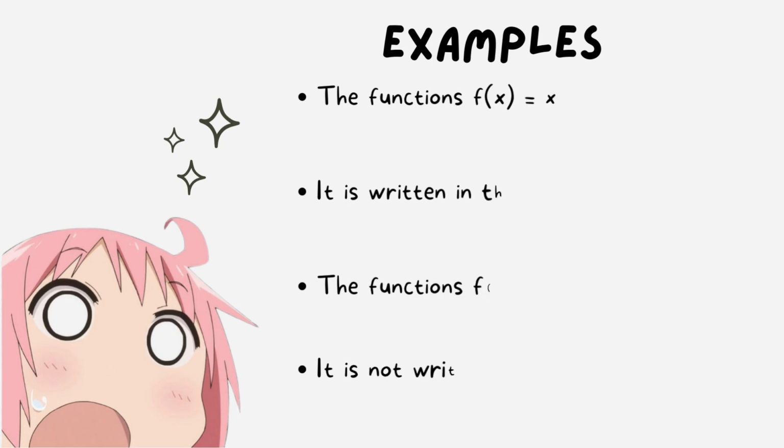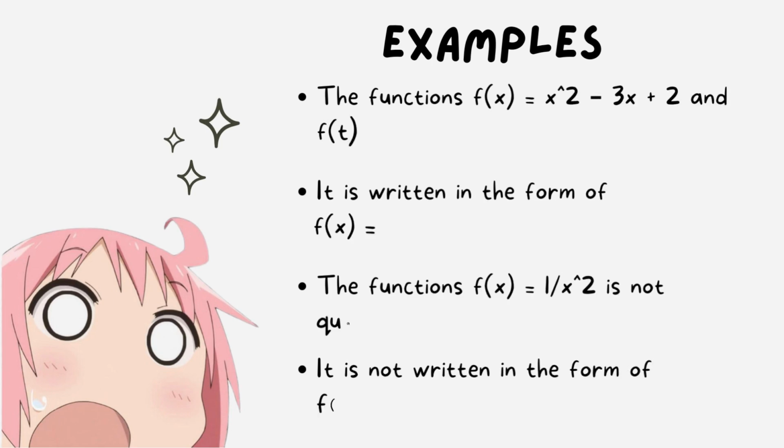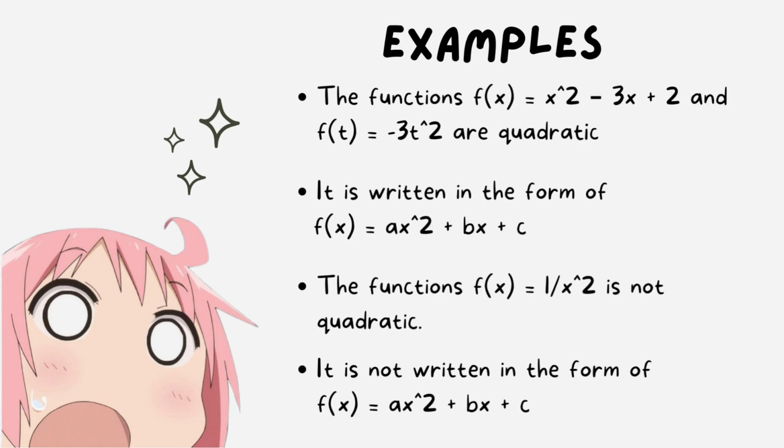Okay, for example, if we have these functions f(x) equals x² minus 3x plus 2 and f(t) equals negative 3t², are they quadratic functions? The answer is yes. But why? This is because they are written in the form of f(x) equals ax² plus bx plus c.